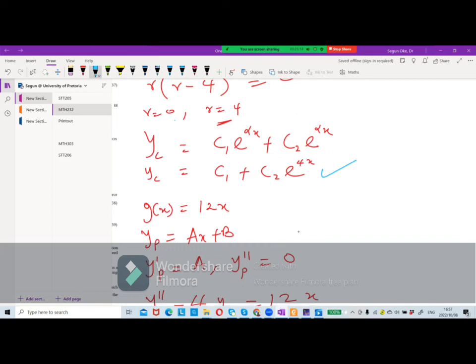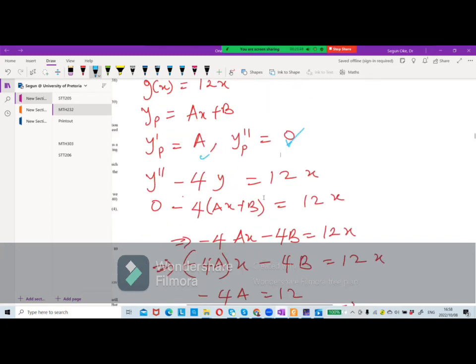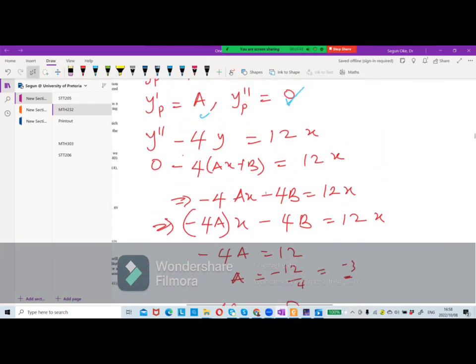Now g of x is equal to yp equals ax plus b. Differentiate your ax plus b. You have a, and you have 0, because anytime you differentiate a constant, you have 0. So at the end of the day, when you solve this very well, this is 3. Substitute your a. You have this. Open the bracket with -4. When you open the bracket with -4, you have this.